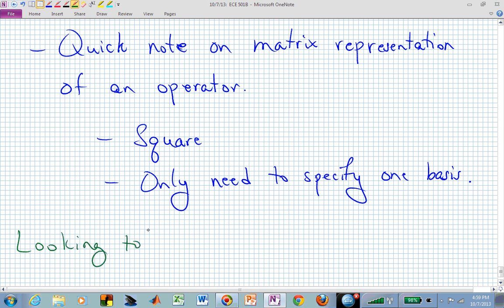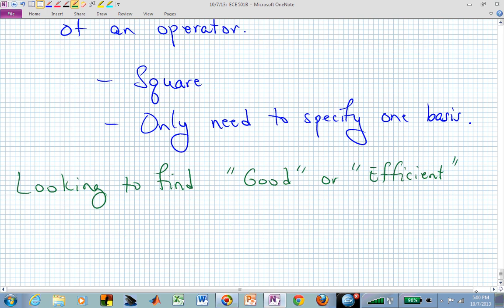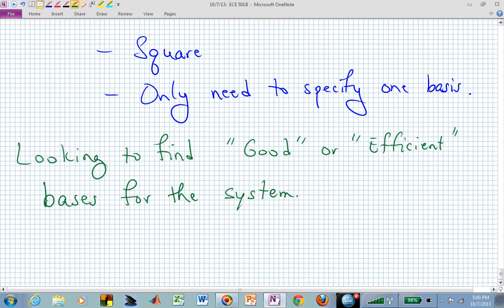We're actually looking to find a good, or maybe what somebody else might consider efficient, basis for these systems that we're dealing with, or for these linear maps, for the operators. I'll just sort of say system because that's maybe what we're doing. We're mapping signals with systems, and these operators now are representing systems' behavior.